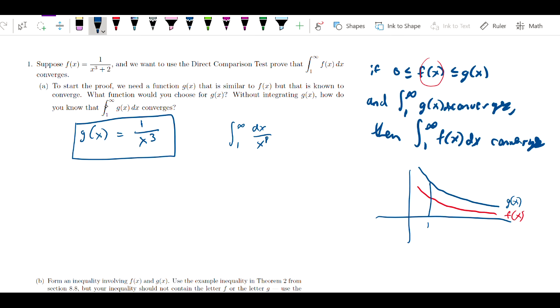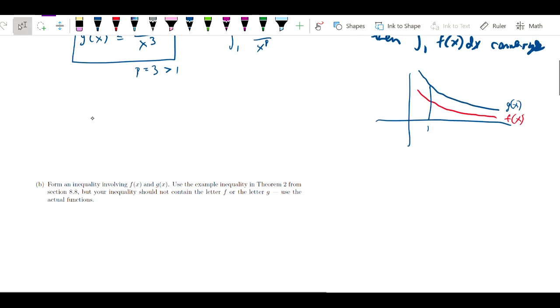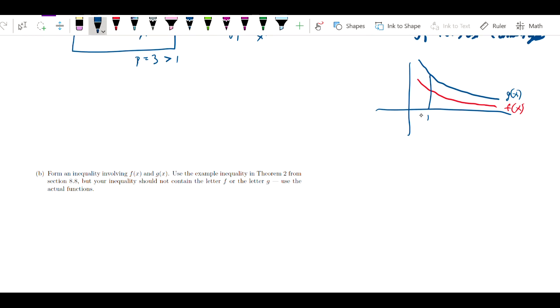So the question was, of course, without integrating, how do we know it converges? The answer is because we have this rule about p integrals, and this is a p integral with p equal to 3, and 3 is greater than 1, so we know that the integral of g of x dx is going to converge. Now what we want to do is form an inequality. This is part B, and it's basically going to be the inequality suggested by this drawing over here.